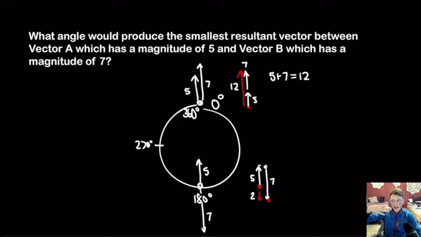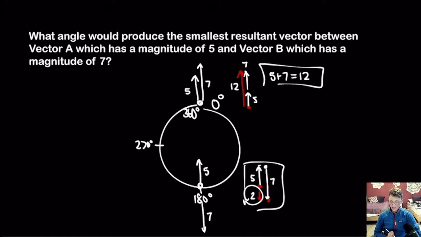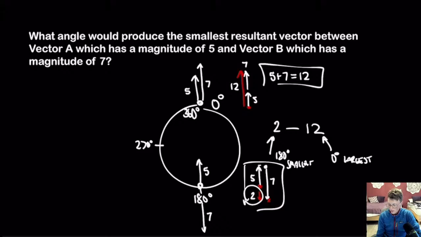So what I did is I looked at the two extremes, and what we can see is that this one right here is the extreme on the small end of these vectors. This one is the extreme on the big end of these vectors. So if we wanted to think about the range, because we can come at any angle, we would say it's somewhere between 2 and 12. Because this one is our 180 degree and our smallest, and this one right here is our 0 degree and our very largest.